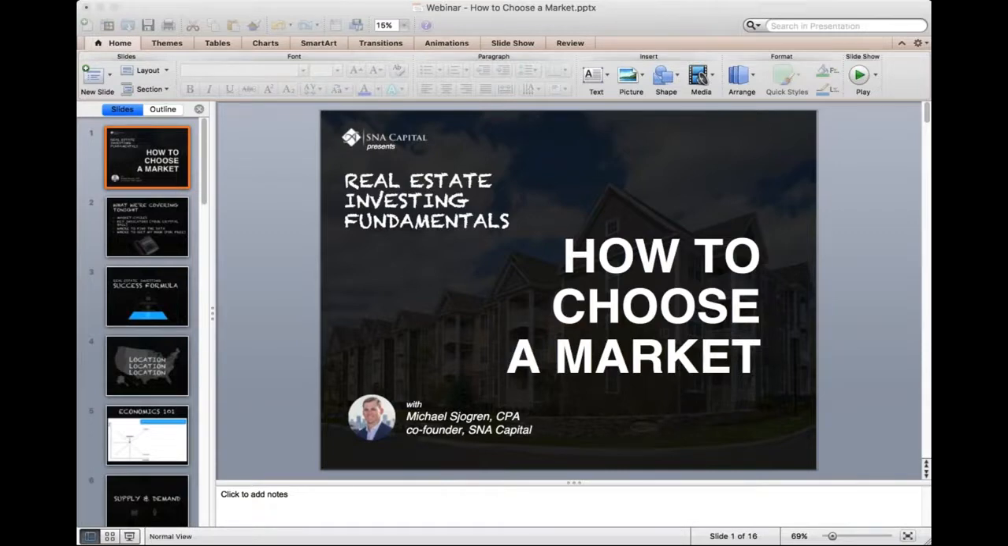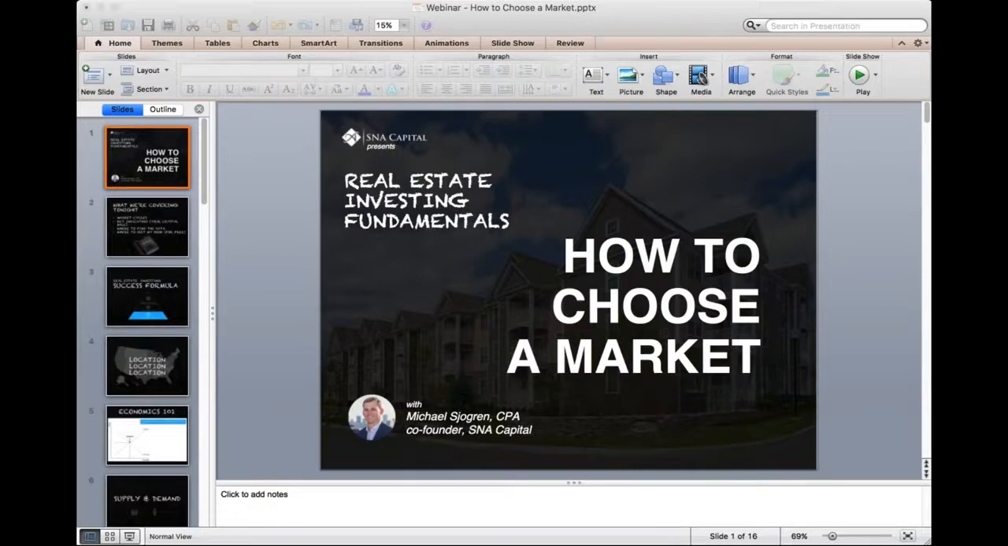If you're missing any of these elements, or if any of them aren't rock solid, then the deal or the success is not anywhere near where it should be. You're just asking for trouble. And at the core of that is your market. So that's what we're going to be focusing on tonight.